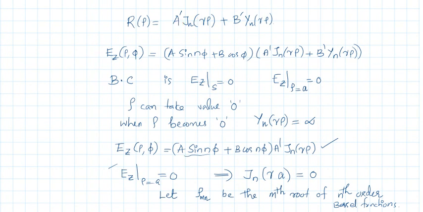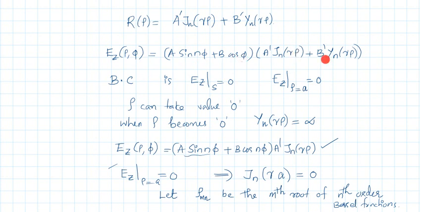Linear combination will be the general solution: A prime Jn gamma rho plus B prime Yn gamma rho. Here Jn is the Bessel function of the first kind, and Yn is the Bessel function of the second kind. So we got R and we got phi. What is Ez? Ez is the product of R and phi. So you will get this.